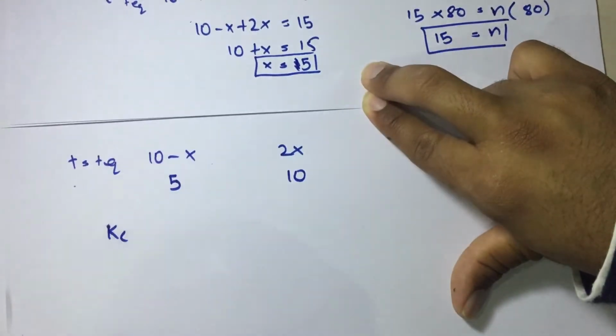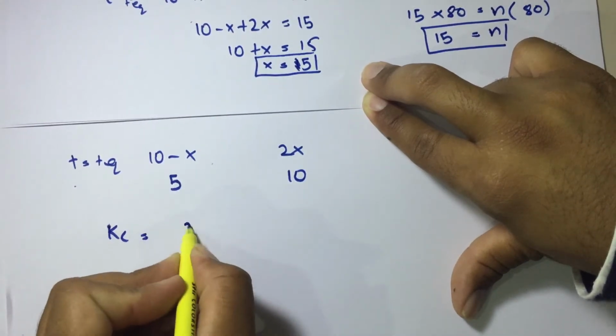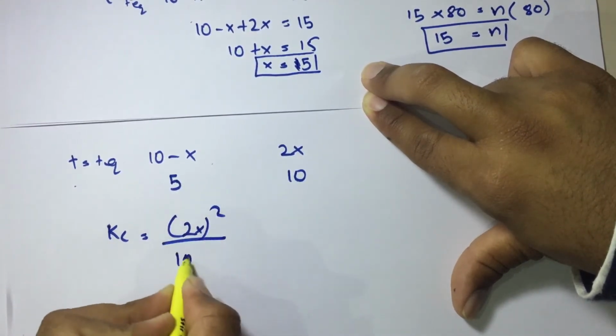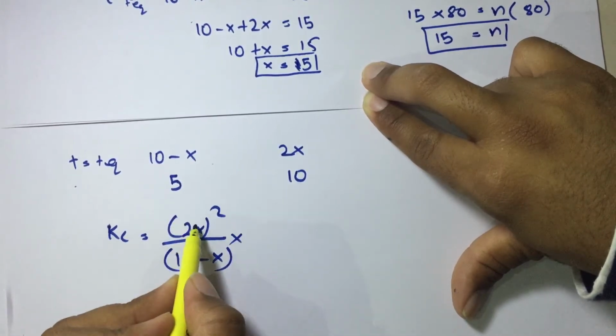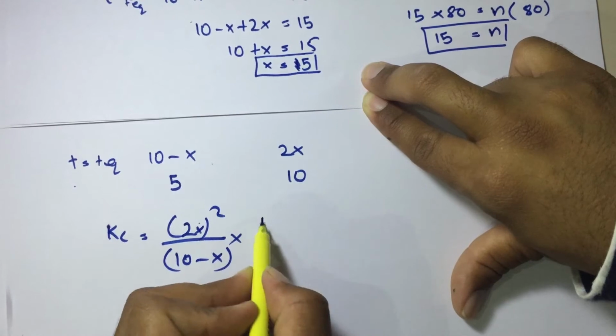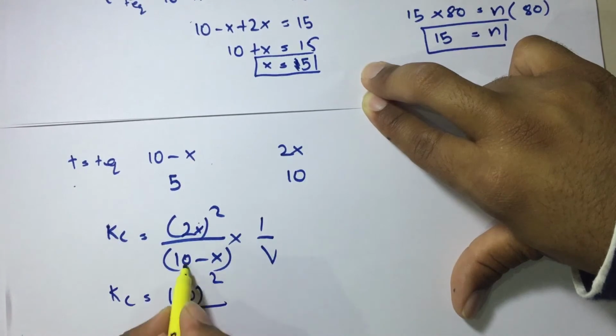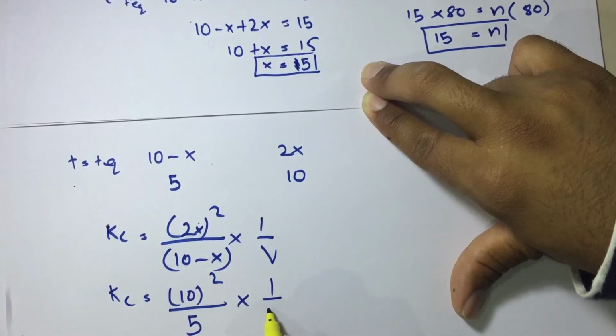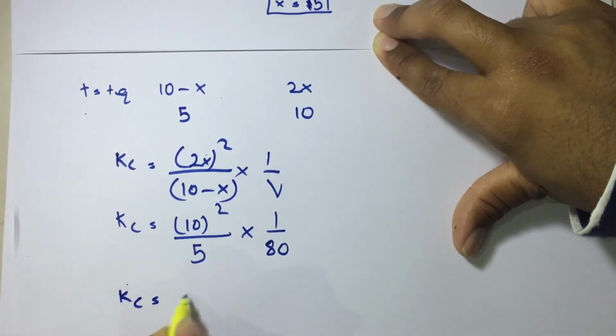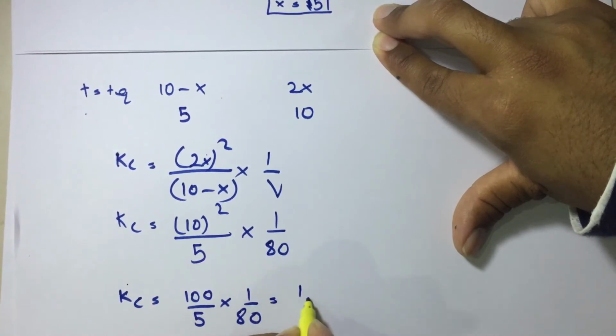Kc will be (2x) to the power 2 divided by (10 minus x). In the numerator we have two terms, in the denominator we have one term, so we have to multiply one volume in the denominator. Now we just have to put all the values. 2x is now 10 to the power 2, 10 minus x will become 5, and the volume is given in the question, which is 80. After solving this equation, Kc is 100 upon 5 into 1 by 80, then it will become 1 by 4.